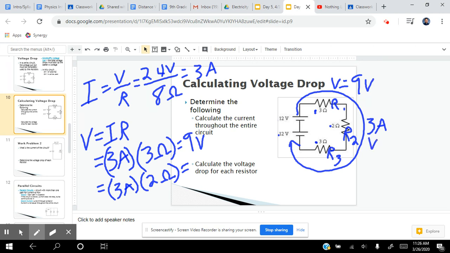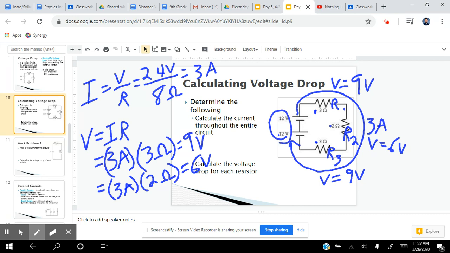R2 is using, we'd be doing 3 times 2, so we get 6 volts. So this resistor would be using 6 volts. And lastly, this one over here, R3, would be using 9 volts. So what you can see here is, as we talked about in the last slide, we have 24 volts of electrical potential here. So we have to use all 24.